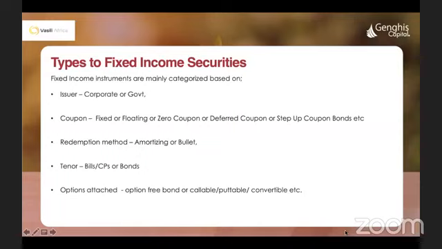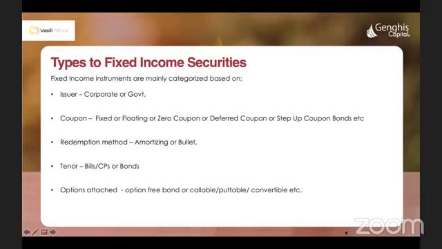A typical instrument that operates like a zero coupon bond in Kenya is treasury bills. Treasury bills don't pay periodic interest or coupon payments. They're basically issued at a discount, and what investors stand to get is the difference between the price I'm paying and the price at which it will be redeemed at the end, which is usually at par.